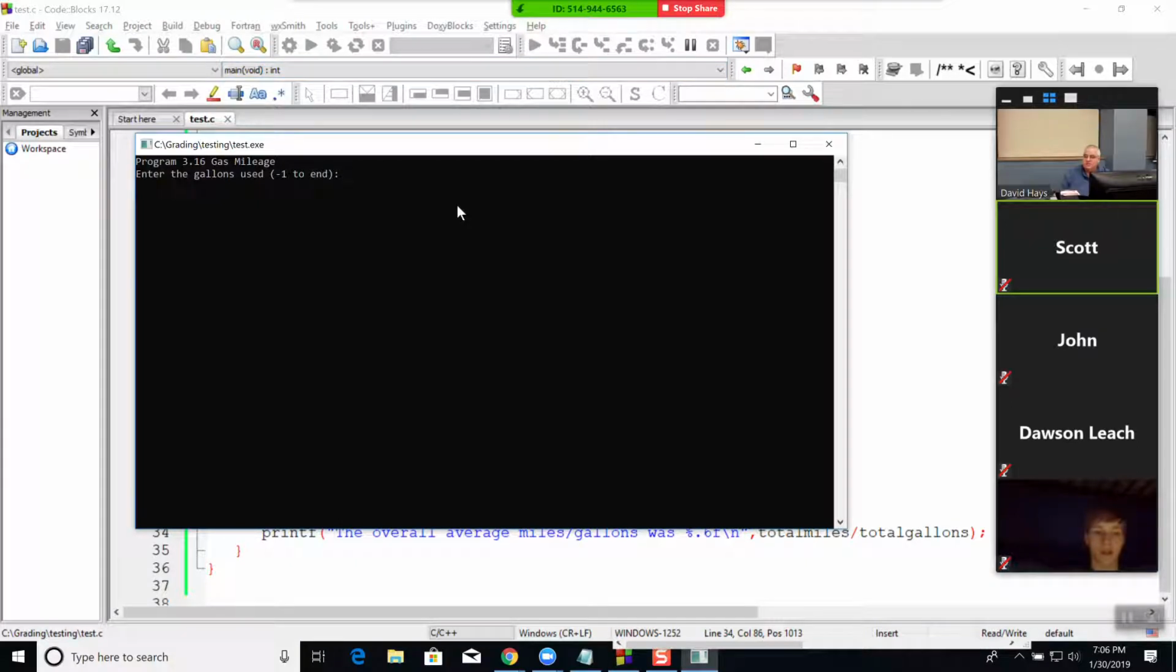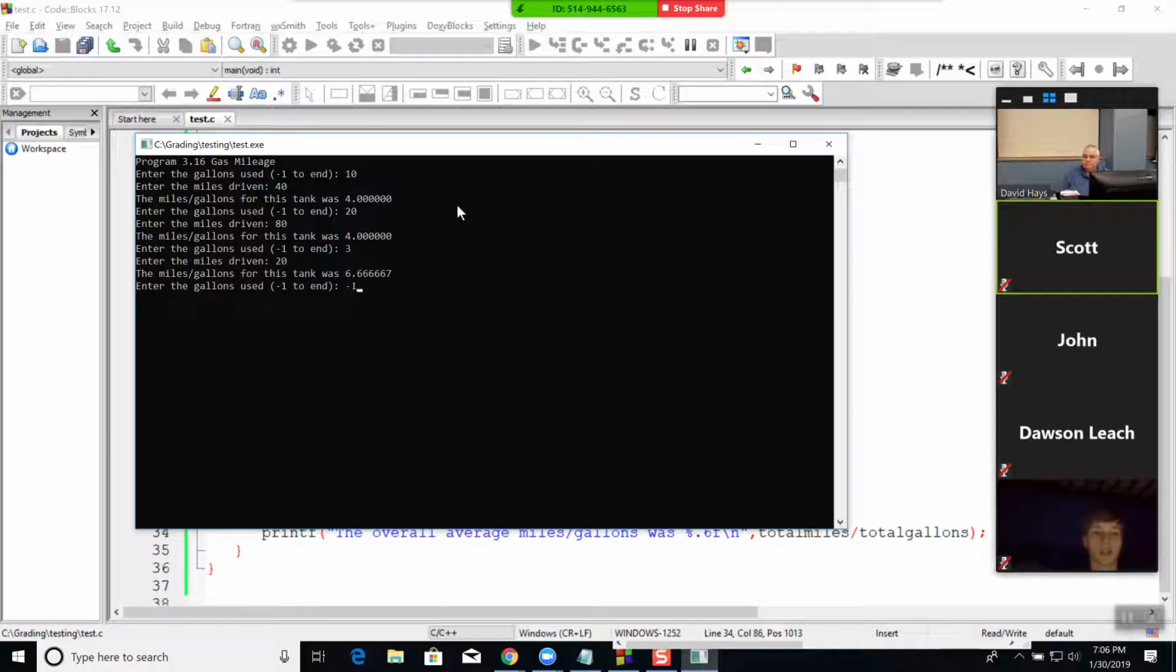Okay, so let me see. Miles per gallon. Miles should be the bigger one. 40, 20, 80, 20. Wait a minute. Miles. Okay, 3 and then 20. This is actually your average miles per gallon. This is the average of your average miles per gallon. So, but if you calculate it either way, I'd take it.